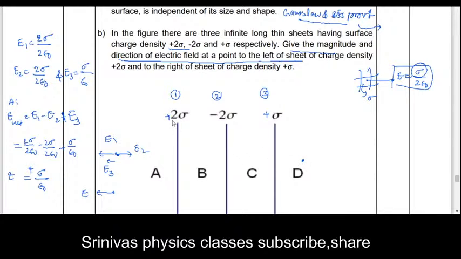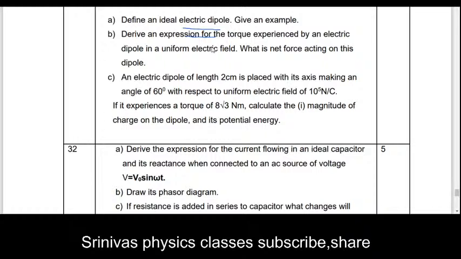At the D, due to the first sheet, due to positive, away will be there, E1. Due to this negative, towards will be there. And due to this plus, right side will be there. Then answer is the net electric field. The first chapter, you will get this one.